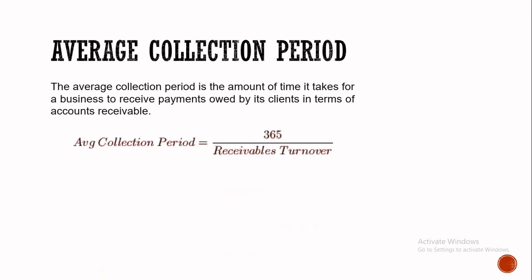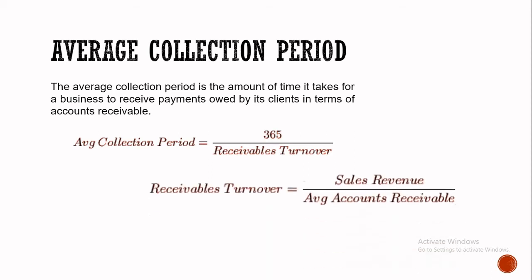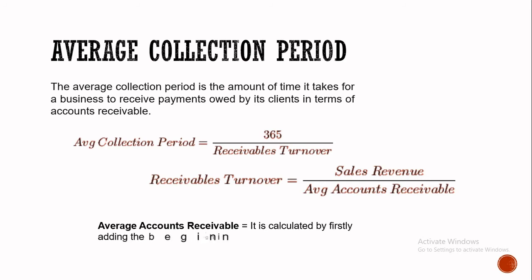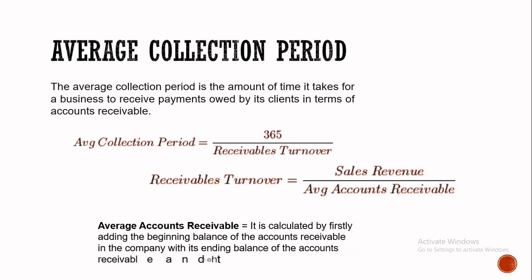Let's see the formula of average collection period, which is 365 divided by receivables turnover. Now you need to know the receivables turnover formula, which is sales revenue divided by average accounts receivable. To calculate average accounts receivable, you add the beginning balance of the accounts receivable to the ending balance, and then divide by 2. Then you'll find your average accounts receivable.